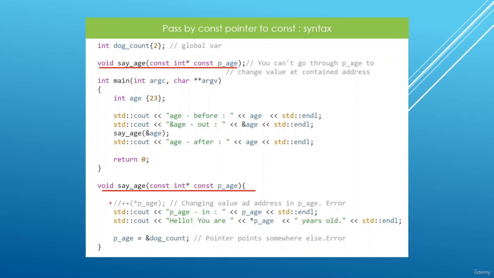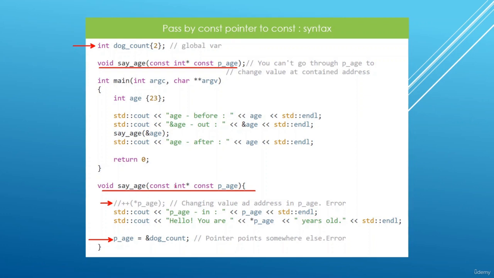But if we go inside and try to do something like this, we're going to get a compiler error because we can't go through the pointer to change what is pointed to. This is exactly what we saw in the last lecture, but we also can't do something like this. We can try and make the pointer point somewhere else. This is a global variable that is called dog count. You see it on top here.